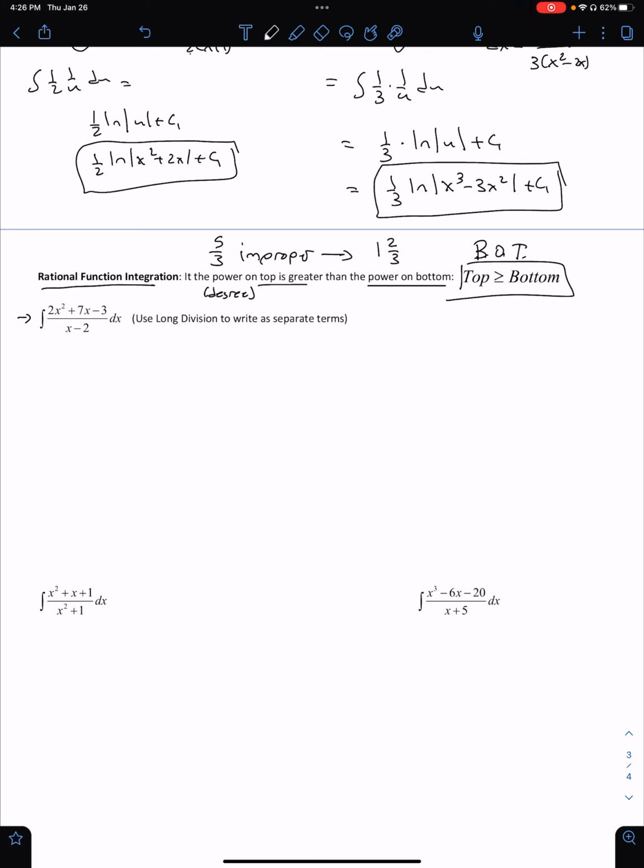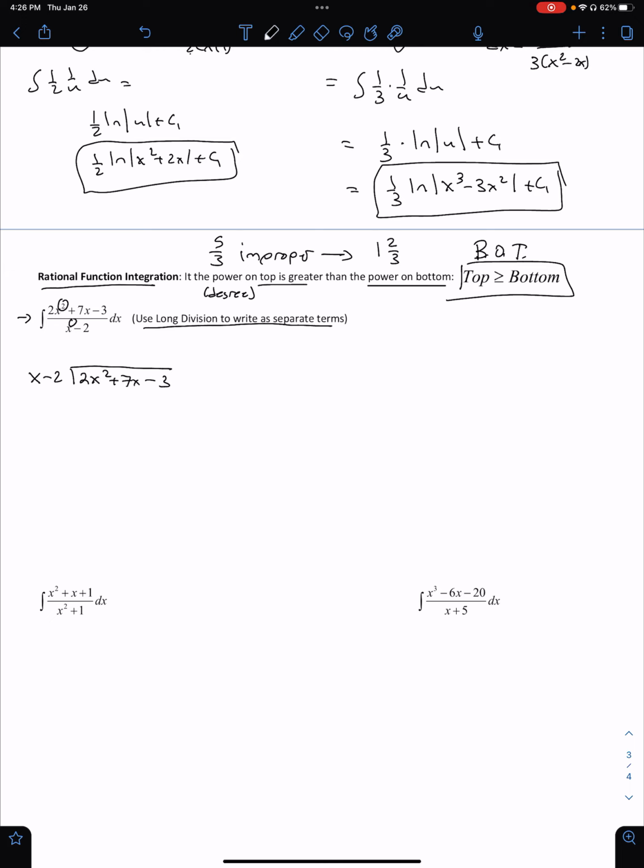Notice we want to integrate this: 2x squared plus 7x minus 3 over x minus 2. The degree on top here is 2, the degree down here is 1. So to do this one, we are going to use long division to write as separate terms. Now you can use synthetic division here, but long division is much more applicable in the long term of things. So I'm going to divide. Now I know some schools teach the array method. That's fine.